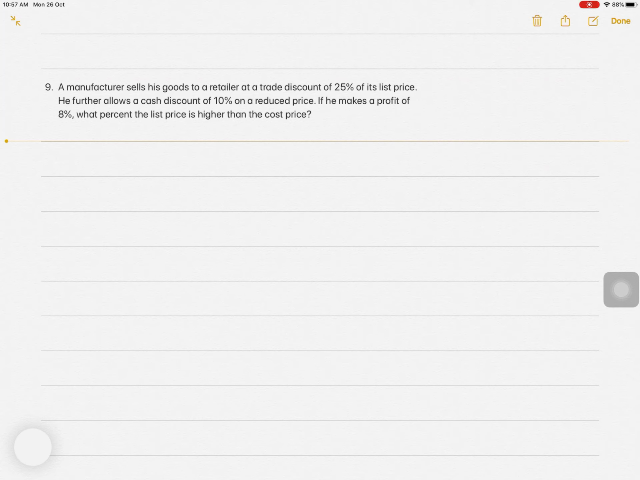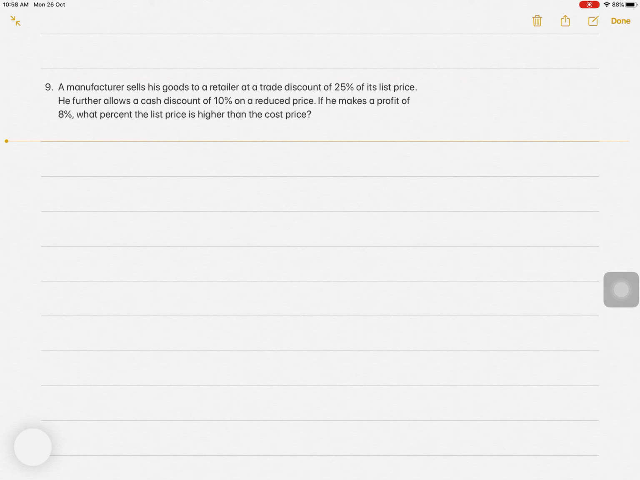A manufacturer sells his goods to a retailer at a trade discount of 25% of its list price. He further allows a cash discount of 10% on a reduced price. If he makes a profit of 8%, what percent the list price is higher than the cost price?